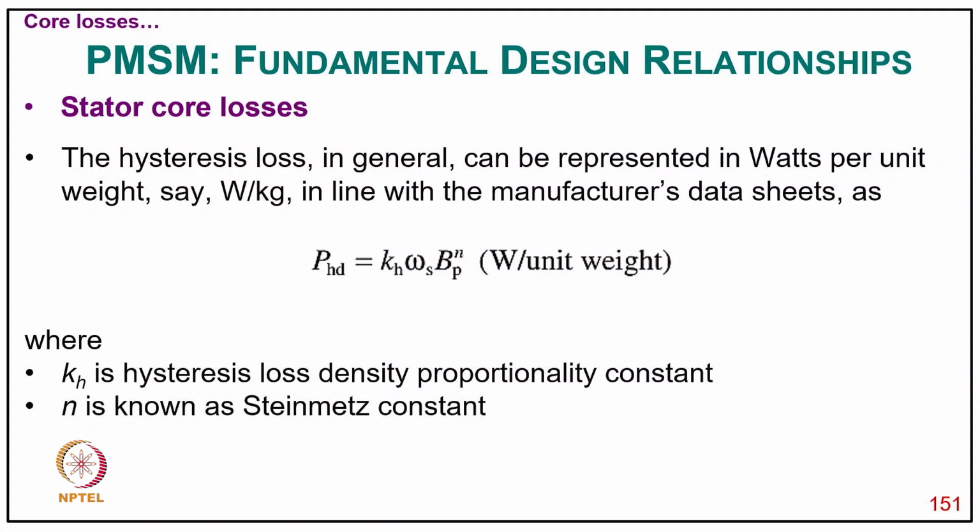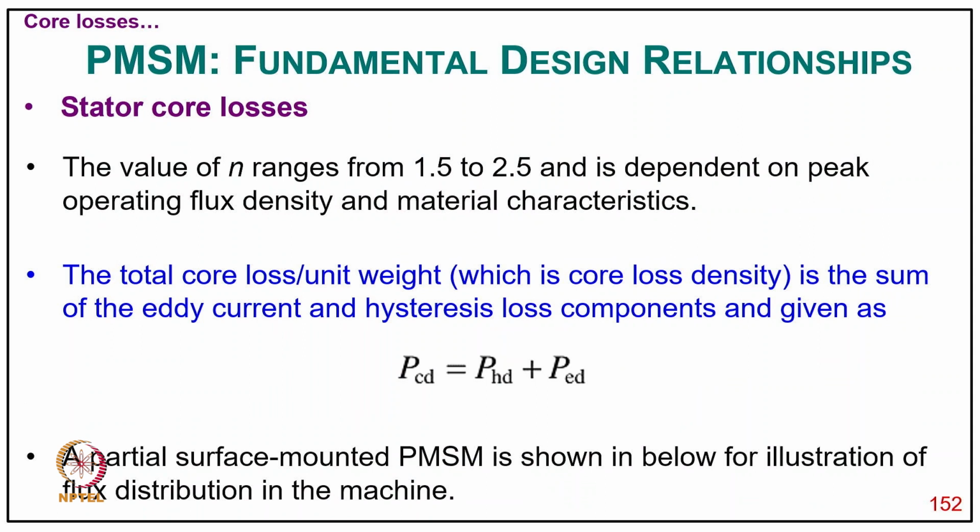So P_H = K_H omega_s B^n watt per unit weight, where K_H is the hysteresis loss density proportionality constant and n is known as the Steinmetz constant. The value of n ranges from 1.5 to 2 and is dependent on peak operating flux density and material characteristic. So the total core loss per unit weight, which is the core loss density, is the sum of the eddy current and hysteresis loss components and is given as P_CD = P_HD + P_ED.